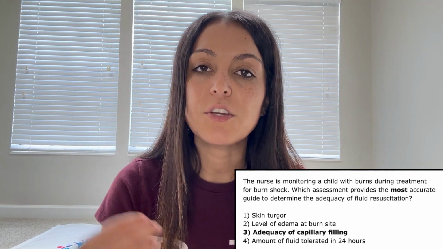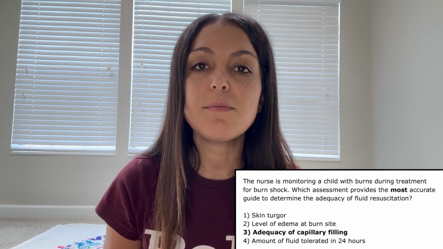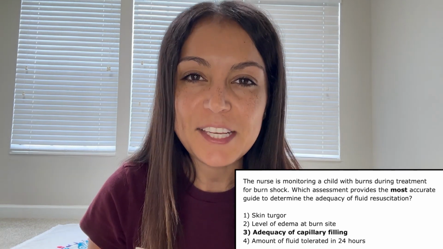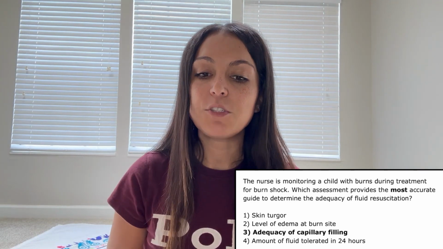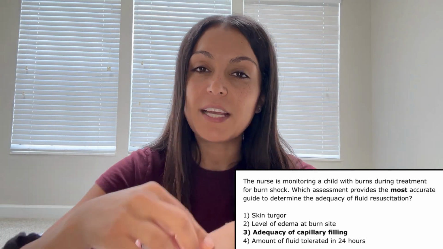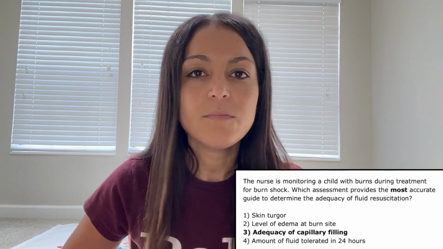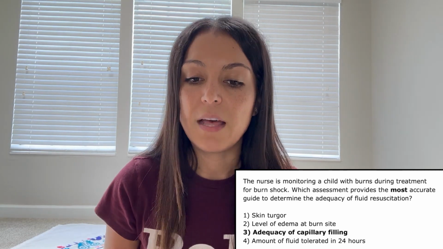Why? Let's look at the question. The question is asking, what is the most accurate guide to determine the adequacy of fluid resuscitation, right? Let's look at the options. Number 1, skin turgor. If we're checking their skin turgor, and we're looking for tension, if it's less than 3, more than 3, if they're hydrated, if they're dehydrated, is it going to tell us the adequacy of fluid in their body by looking at the skin elasticity? No, it won't.